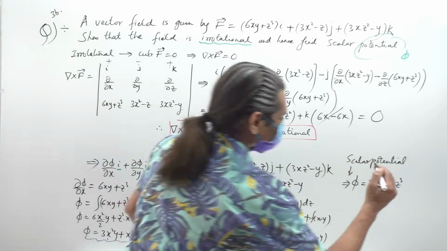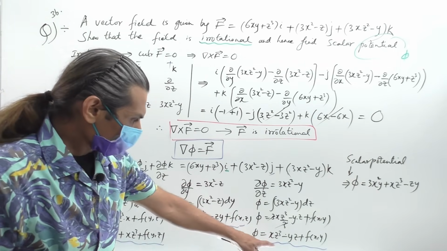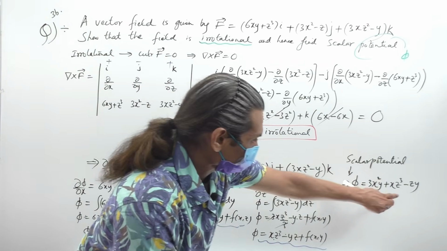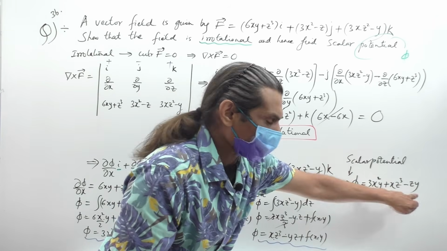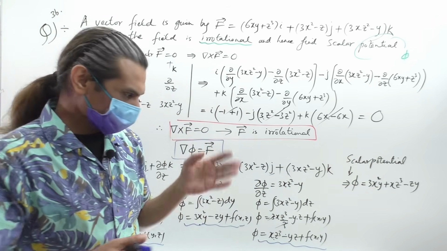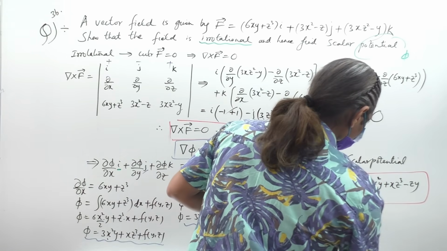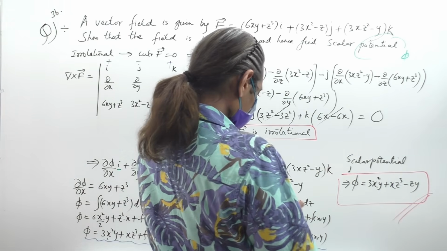See, minus zy. Again here xz³, see, again repeating. xz³ minus zy or yz, repeating. So that's all. If it is repeating, take it only once. So this is my scalar potential. That's it. So a very interesting problem.